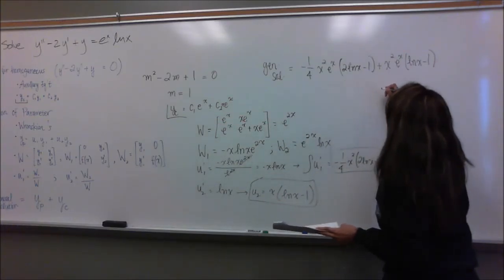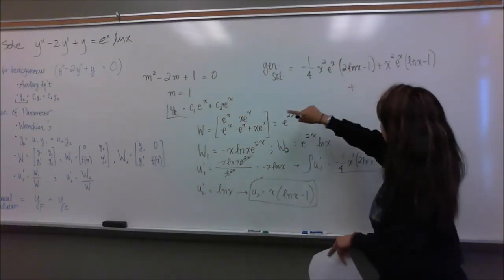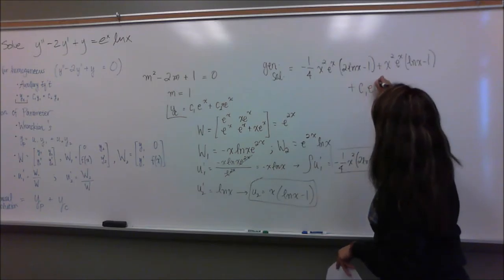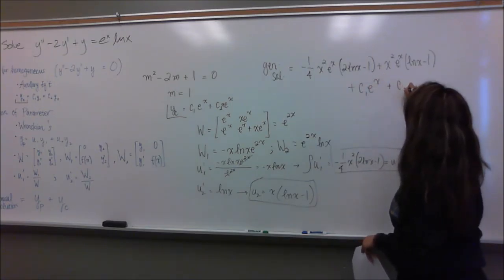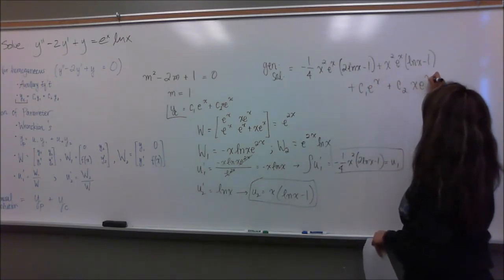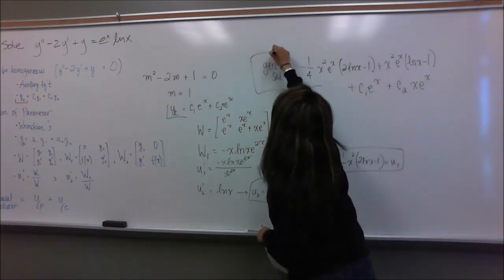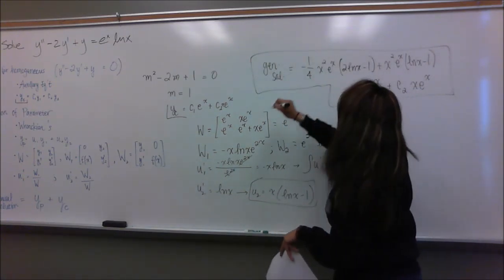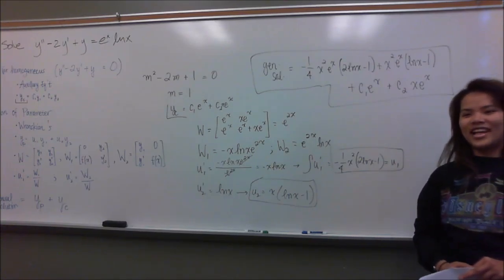And now that's just your particular solution, and I have to add it to the solution that we got earlier for the homogeneous part, which is just that c1 e to the x plus c2 x e to the x. And there goes your big solution. That's it.